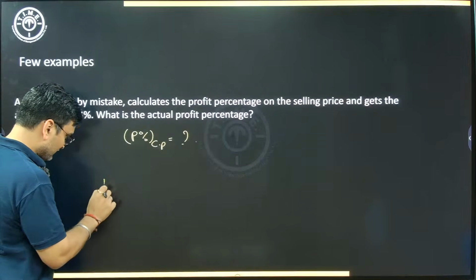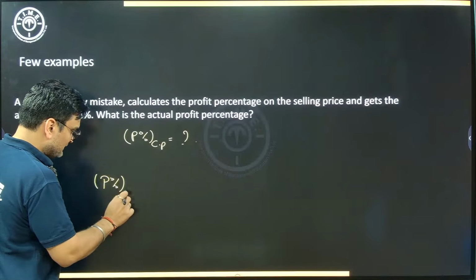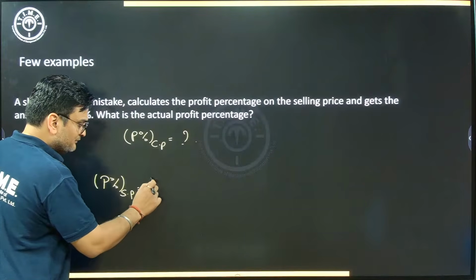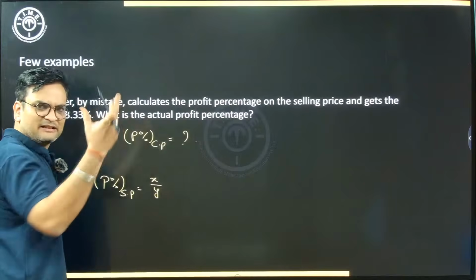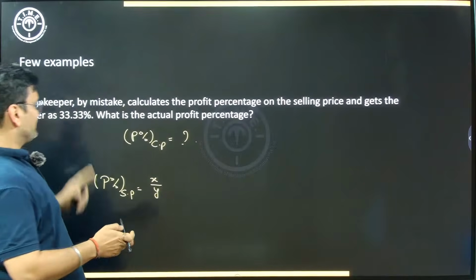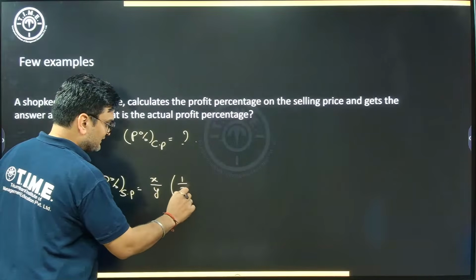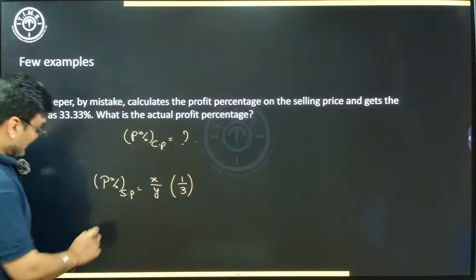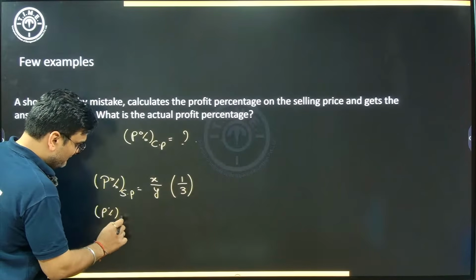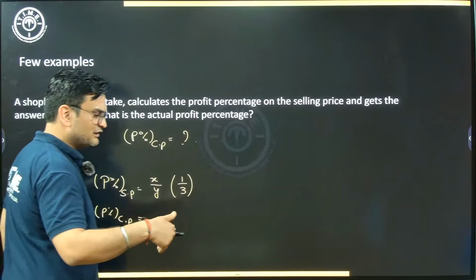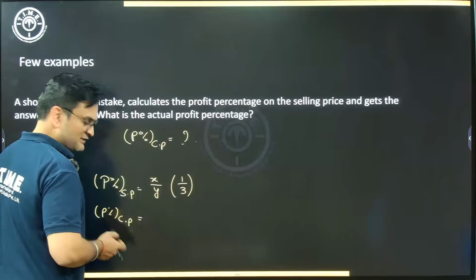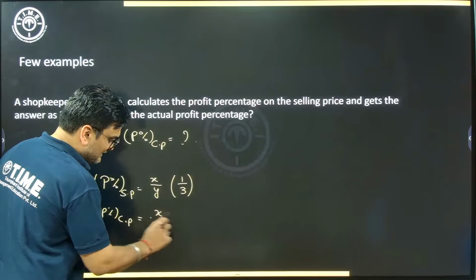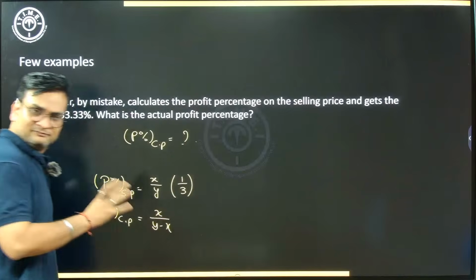The trick is, if profit percentage on SP is some x by y, some percentage. For example, here he says 33.33, so in this case it is 1 by 3. Then the profit percentage on CP, you would learn this in your course, will be nothing but x upon y minus x.